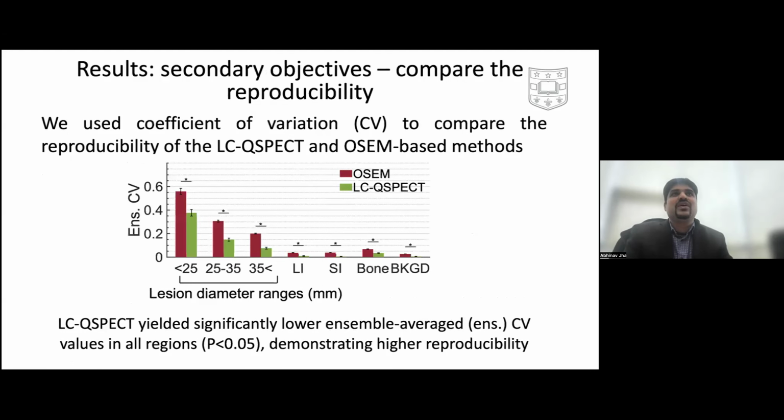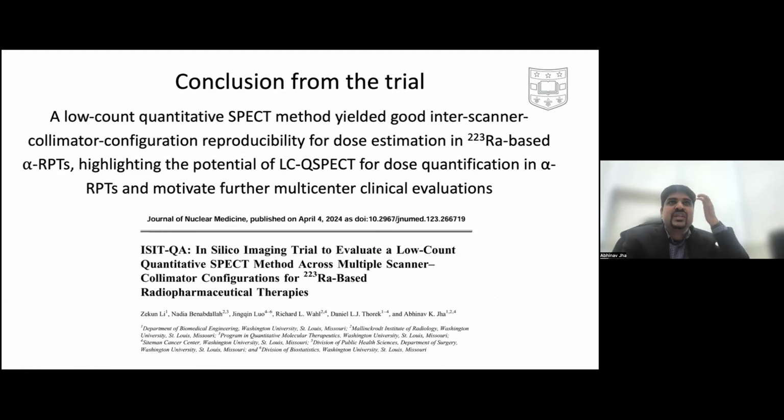Okay. Well, then we use the coefficient of variation to compare the reproducibility. Now here we're comparing reproducibility of LCQ SPECT and OSCM based methods using the coefficient of variation. Again, we find that our methodology across a range of lesion sizes and across different organs gives a higher reproducibility compared to the OSCM based approach. Here, I'm not showing you results with the retest studies as much. These are there in this publication. I'm also not showing you results where we looked at the statistical distribution of the activity values. Again, they are there in this publication.